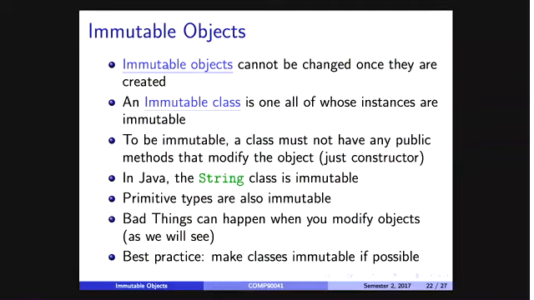But once you make it private, and then you make the only public methods for the class ones that don't mutate the instance variables of the class, then you have an immutable class. So String is immutable. All the primitive types are immutable, sort of by definition.